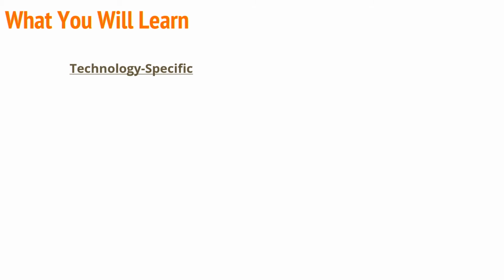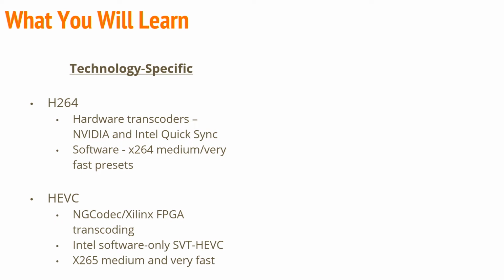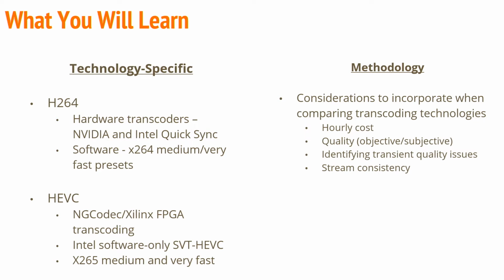Well, there's three things I'm trying to tackle. One is the whole H.264 side. If you're choosing an H.264 transcoder, what are the options? How do they perform? And then the same thing for HEVC. What are the options? How do they perform? And then also, the methodology for analyzing different technologies.